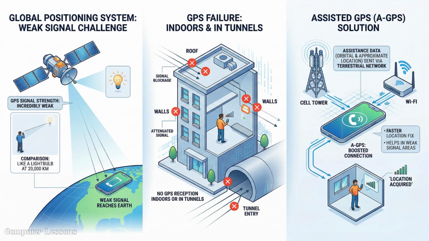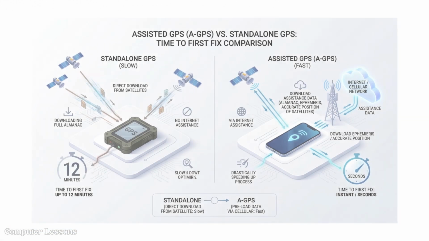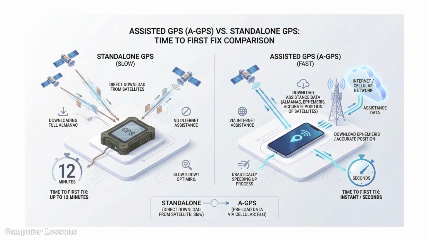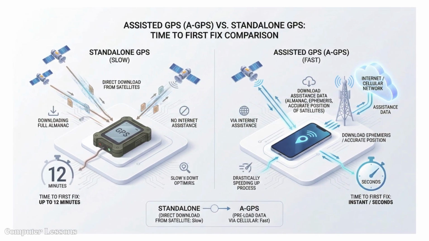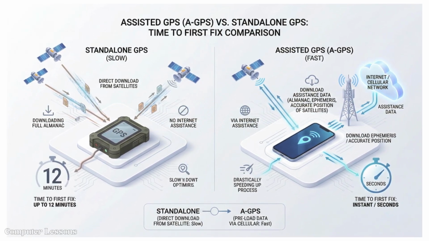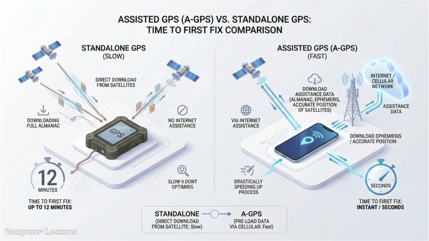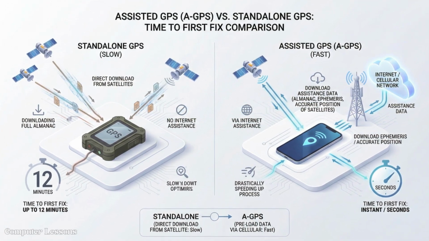GPS signals are incredibly weak. By the time they reach Earth, they are like a light bulb seen from 20,000 kilometers away. This is why GPS fails indoors or in tunnels. To help, your phone uses AGPS, or Assisted GPS. It downloads a map of where the satellites are supposed to be over the cellular network, drastically speeding up the time to first fix. Without this internet assistance, a standalone GPS receiver can take up to 12 minutes to download the full almanac from the satellites themselves.